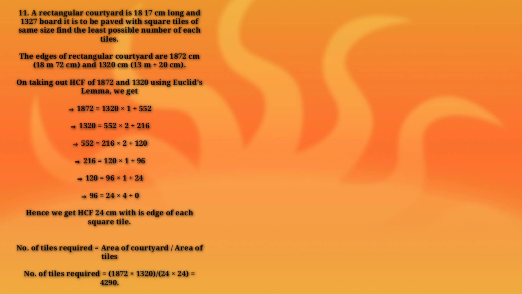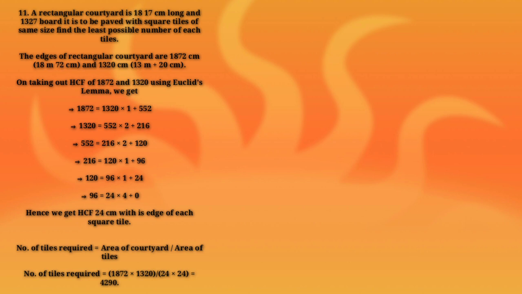So by taking the fraction of area of courtyard and area of tiles, we are getting the number of tiles is 4290. Okay students, let us repeat once again. In this question, the size of courtyard is given. We have to find out how many tiles we can put into the yard.